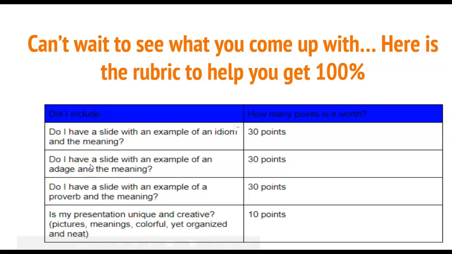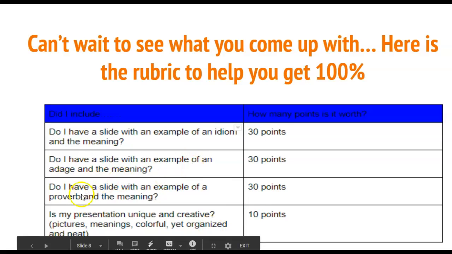All right. Can't wait to see what you come up with. But here's a rubric to help you get 100%. If you have a slide with an idiom, along with the meaning, you'll get 30 points. If you only have the example of the idiom, but you don't tell me what it means, you'll probably get half the points, so that's 15 points. Next, you need the slide with an example of an adage and the meaning for 30 points. And then the proverb and the meaning for 30 points.